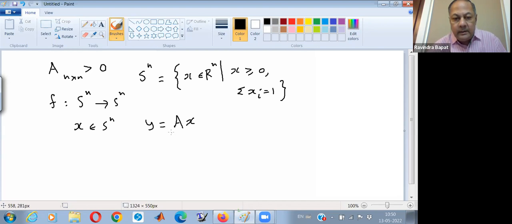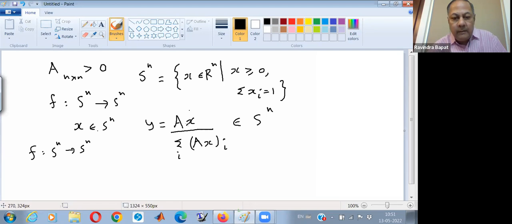So I normalize it. That means I divide it by the sum of the elements. Then it becomes a probability vector, and I can do this because y is not the zero vector. So y is also in S_n. So I have a function f from S_n to S_n, which is obviously continuous because all these operations are continuous, Ax and so on. So by Brouwer's fixed point theorem, it has a fixed point.